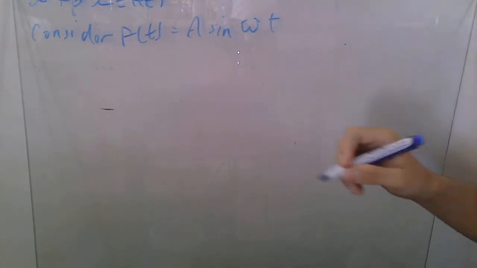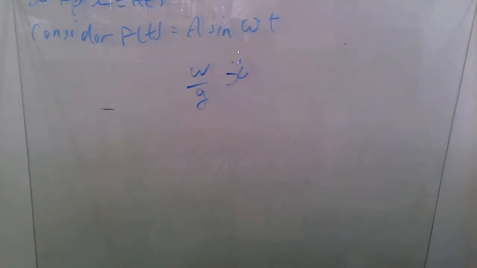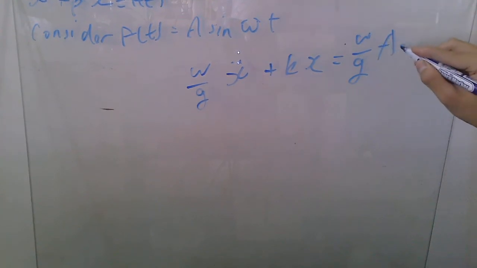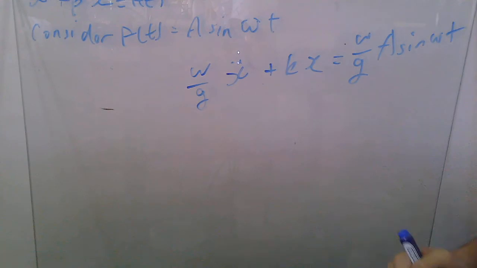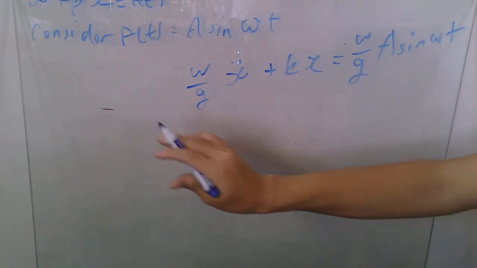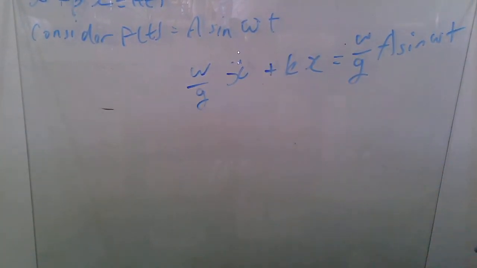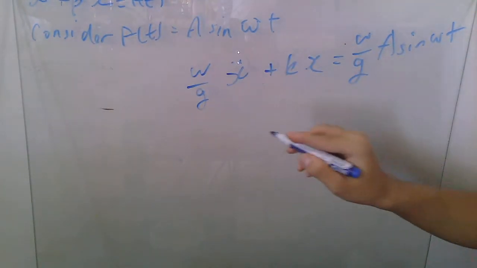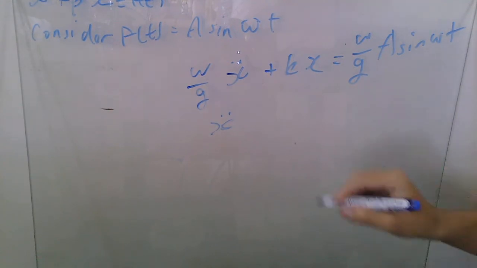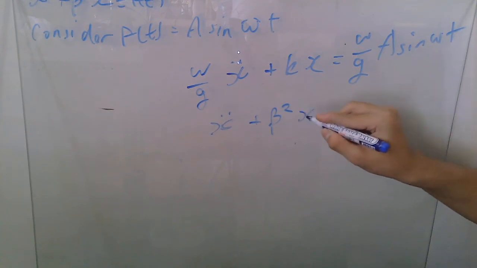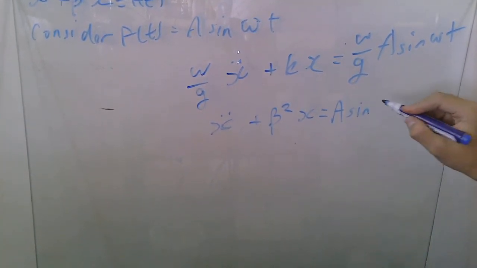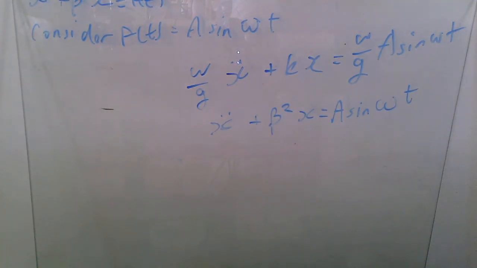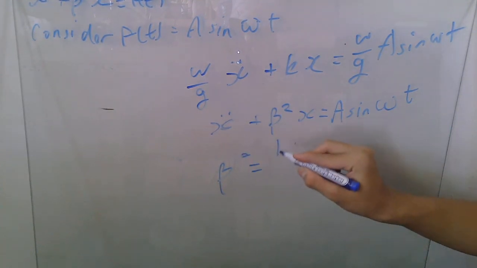So the differential equation for our motion is w over g x double dot plus kx equals w over g a sine omega t. Let's set both of these to 1, or let's just follow the course of the moment. So we can rewrite it as x double dot plus beta squared x equals a sine omega t, with the introduction of beta squared equals kg over w.